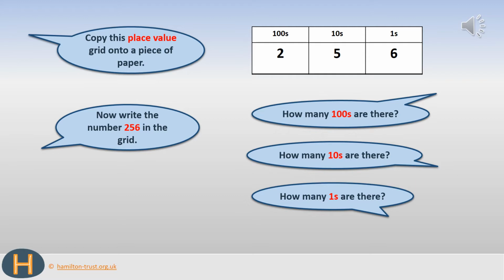You should have 2 in the hundreds column, 200, 5 in the tens column, 50, and 6 in the ones column. So together your number will be 256.